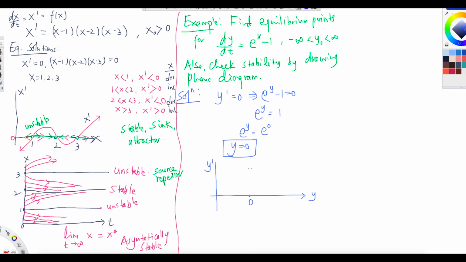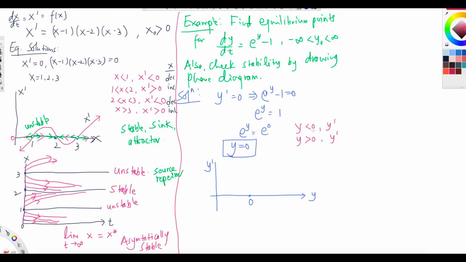At 0, y prime is 0, right? So there are two intervals. Left of 0, y is less than 0. What will be the sign of y prime? And then y is greater than 0. What will be the sign of y prime? We will see. And then will the solution y, because this is dy over dt equals e to the y minus 1, the solution will be y equals something, and we will see whether y is increasing or decreasing there.